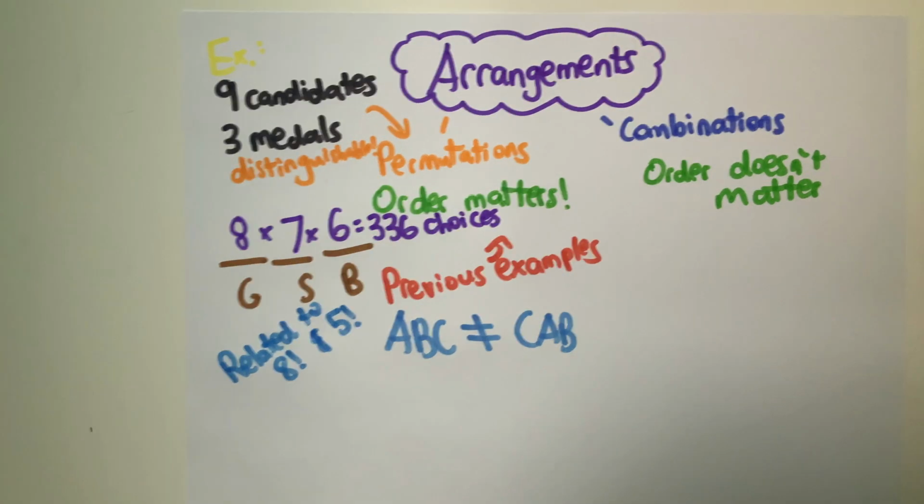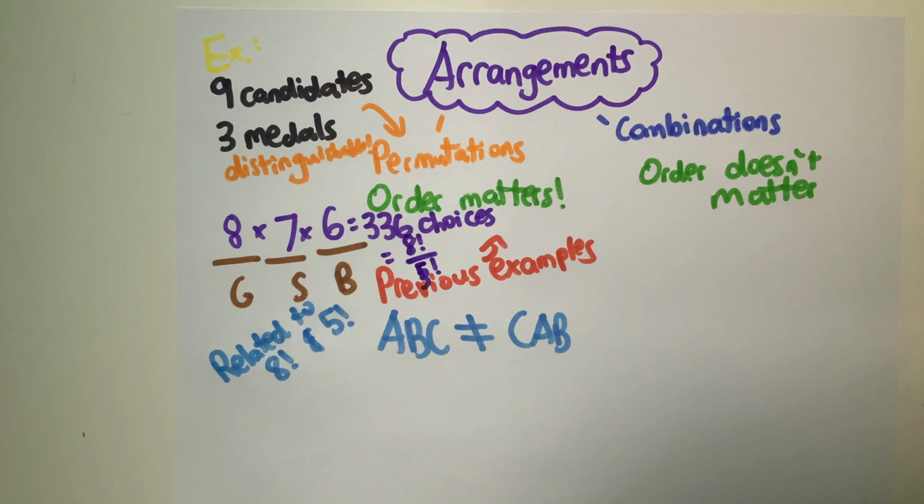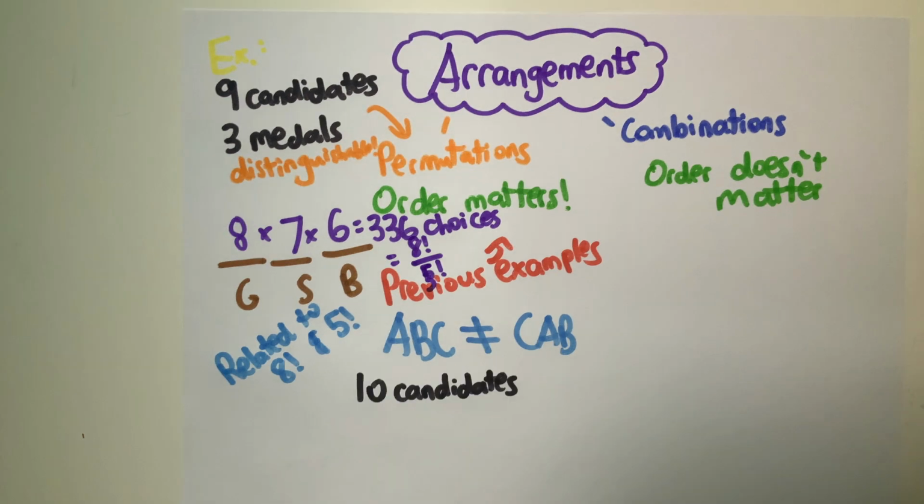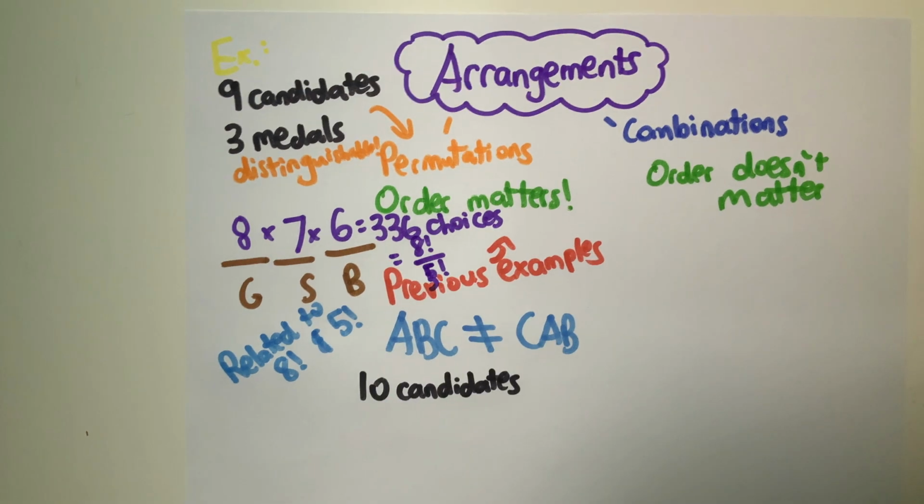But how do we generalize this formula? The equation seems to be a variant of 8 factorial, except without 5 factorial. In short, the total number of possible permutations is 8 factorial over 5 factorial.